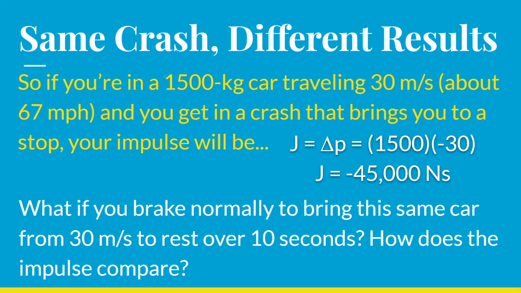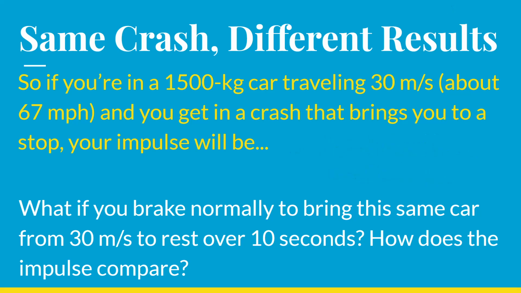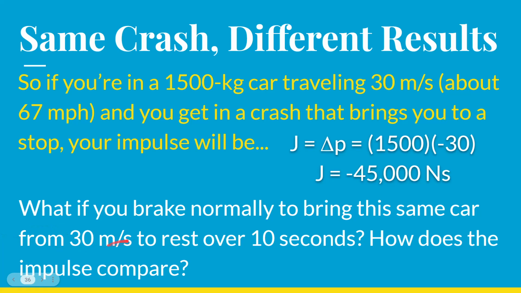What if I brake normally? To bring the same car, driving the same speed, but instead of hitting something, I just put on my brakes and I slow down and come to rest over 10 seconds. What is my impulse then? Is it more, less, or the same? Well, look at the equation, guys. Mass times change in velocity. I didn't change the mass, and it's not a different velocity either. You have exactly the same impulse.